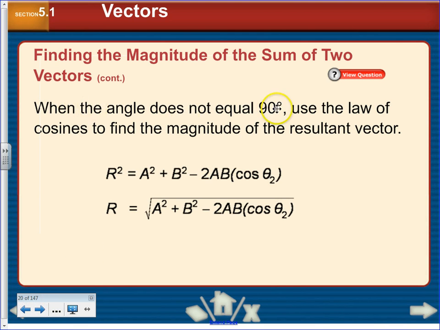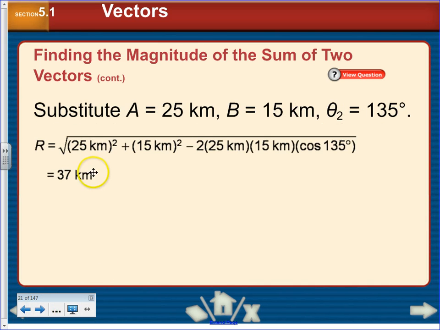It gets a little bit more complicated when we have something other than a 90-degree angle. We're going to have the 135-degree angle, so we're going to use the law of cosines here. Once again, we're going to fill in for A, 25 kilometers, B is 15 kilometers. Remember, this is A and B here again, so 25 and 15, and finally we have the cosine of 135. Once again, you might want to try this on your calculator just to make sure that you get 37. If you're not getting 37, come on in. We'll talk about it and figure out where you're going wrong.